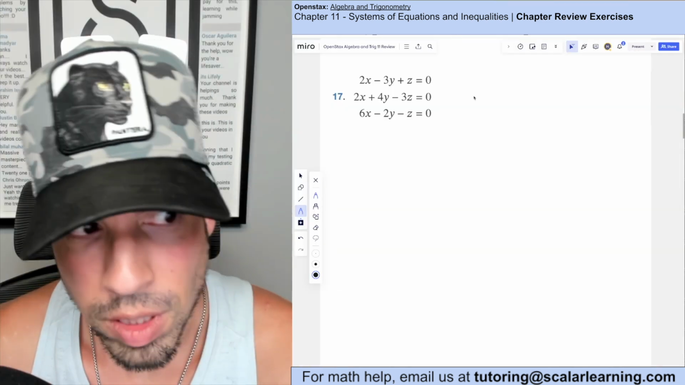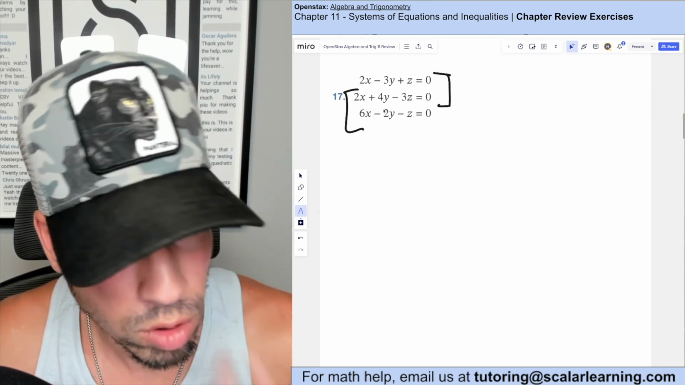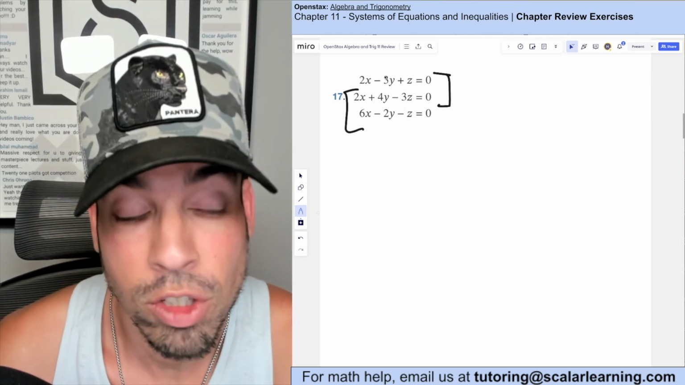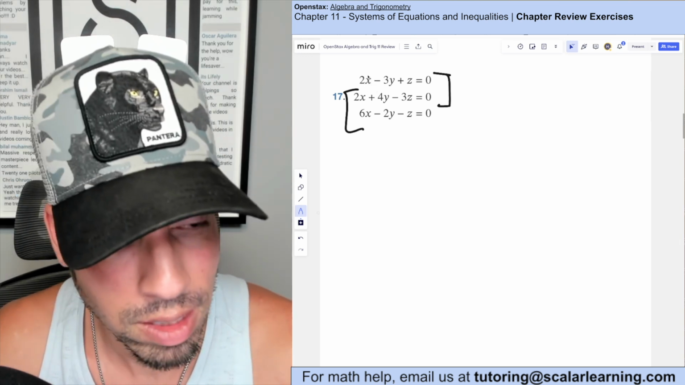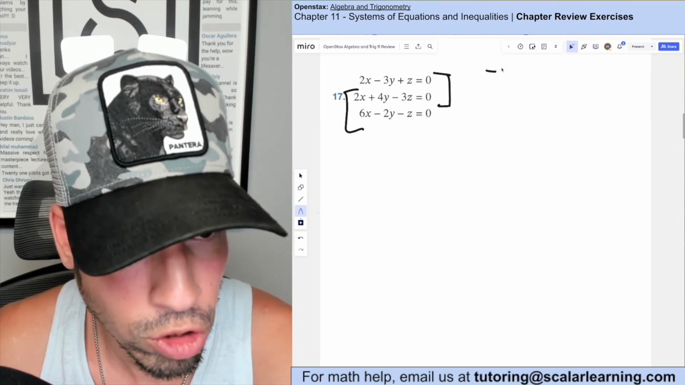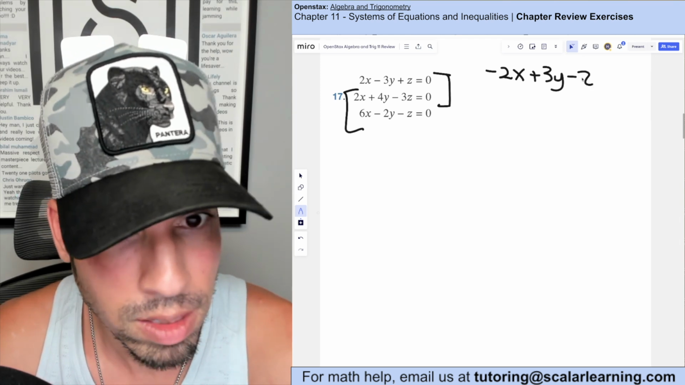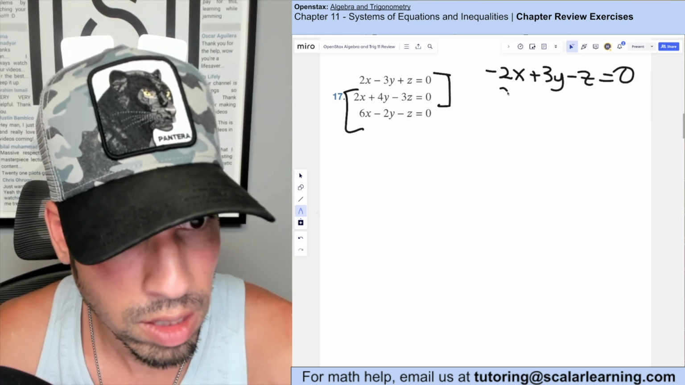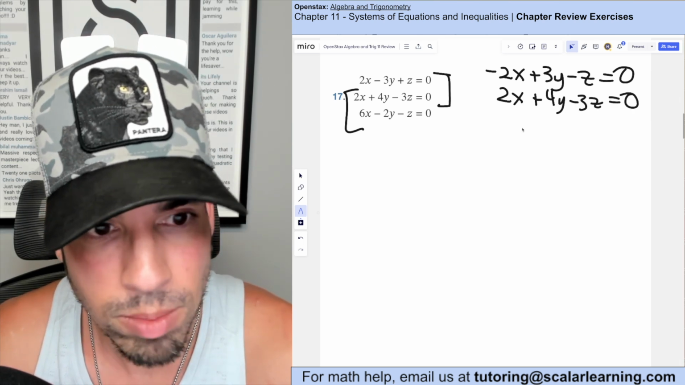Done. So for this one, we're going to start by grouping, and then we're going to use some nice elimination here. So with the top two equations, I've got a really nice setup, right? I can easily eliminate the x's by negating the top equation. So I'll just multiply it by negative 1. So negative 2x plus 3y minus z equals 0. Leave the second equation as is, right? Like so. And then we're going to add them together.